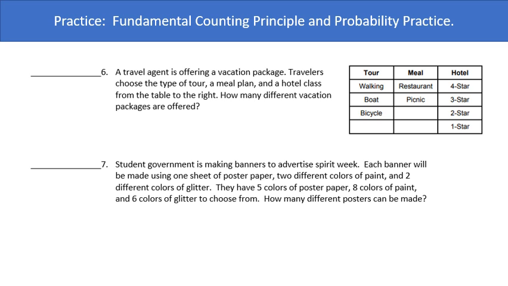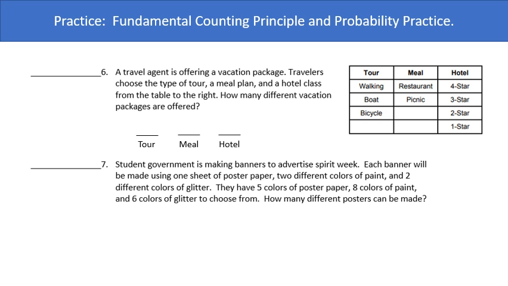A travel agent is offering a vacation package. Travelers choose a type of tour, a meal plan, and a hotel class from the table to the right. How many different vacation packages are offered? Okay, so what are you going to choose? You're going to choose a tour, a meal, and a hotel.